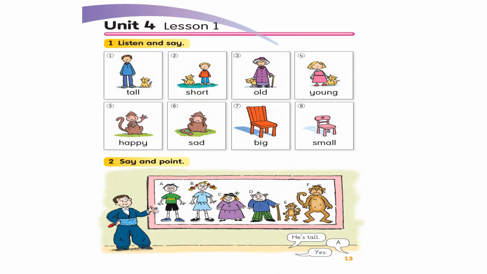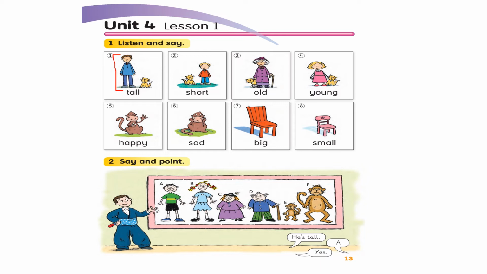We have Unit 4. Unit 4, we have adjectives. What are adjectives? Adjectives means to describe something or describe somebody. For example, we have this boy. When we want to describe this boy, we say he is tall. How is he? He is tall. So tall is an adjective.